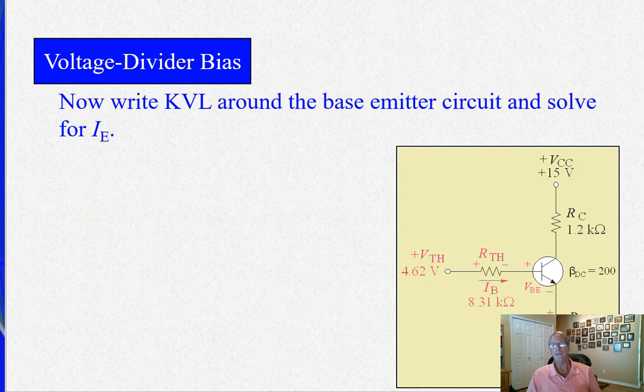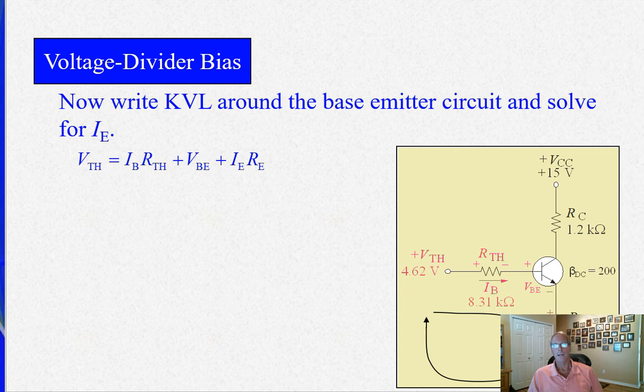So we can write KVL around the base emitter circuit and solve. So we got 4.62 volts here. We have a current through the resistor. We've got 0.7 volts here. And we've got the resultant emitter current. And that's what this equation is, the KVL around that loop. So the emitter current is the Thevenin voltage minus VBE, which is 0.7 volts, divided by the emitter resistor plus the Thevenin resistance divided by beta DC.